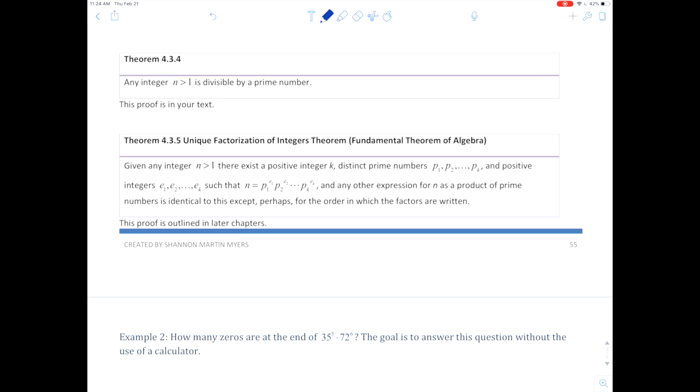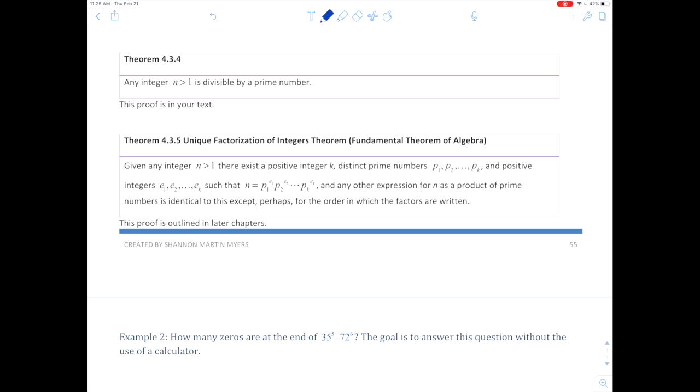This next one is a theorem that we will be proving later on. It's outlined in, I think, Chapter 5 and Chapter 8. So this is important. It's the fundamental theorem of algebra. So you can figure that's pretty important.